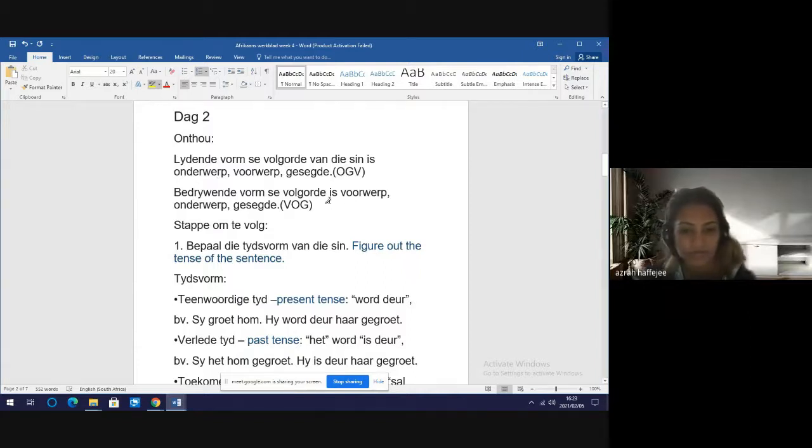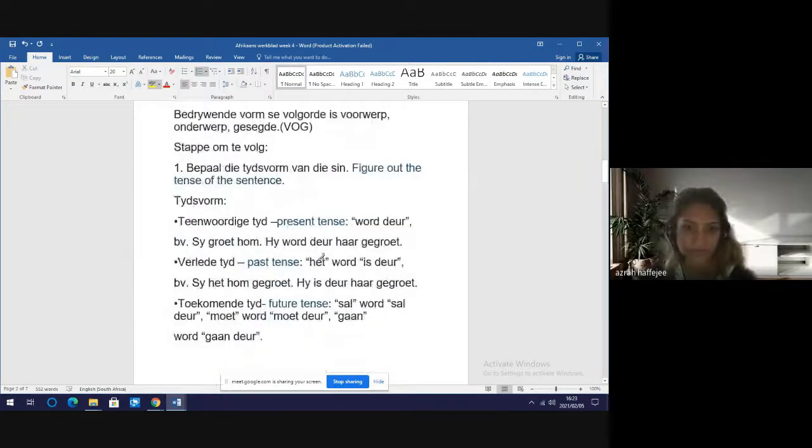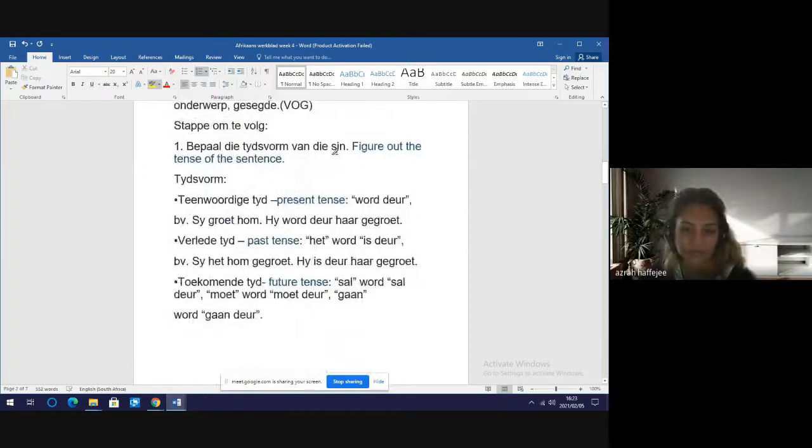Bedrijvende vorm is the normal way of writing where we have our subject and then our verb and then our object. So, stappe om te volg. 1. Bepaal die tydsvorm van die sin. Figure out the tense of the sentence. So what is the tense? Is it in the present tense, the future tense, the past tense, etc.? So in this case, we are looking at die teenwoordige tyd, the present tense.